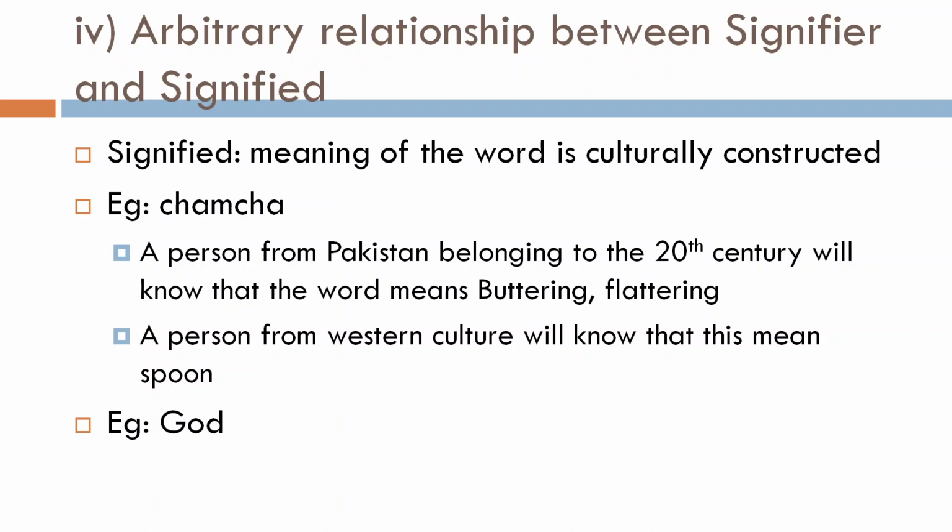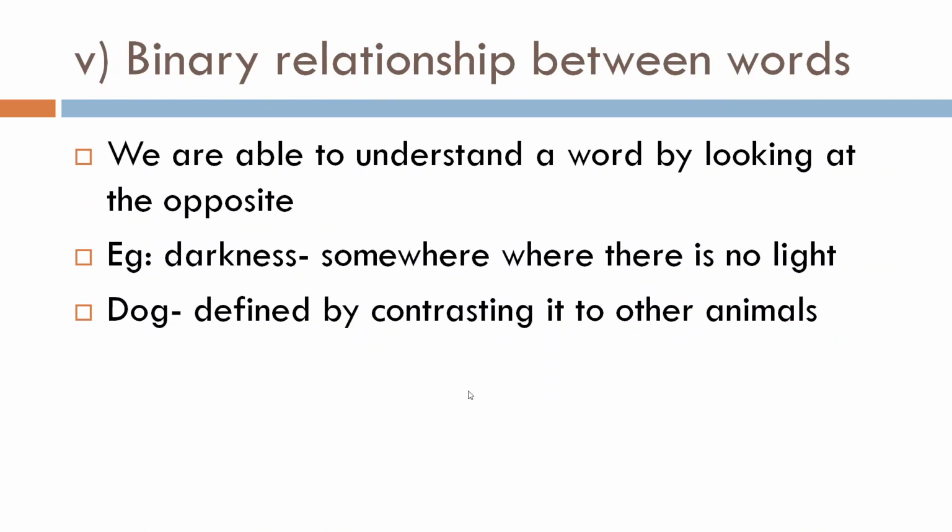And I can also give you another word, that is God. The word God might have different mental concepts for people of different cultures. If I say God to a Muslim, he will think about Allah. If I tell the word God to a Hindu, he will think about a Hindu God, Shiva. If I tell God to Christian people, they will think about Jesus. Okay, so the same word can have different meanings from culture to culture.